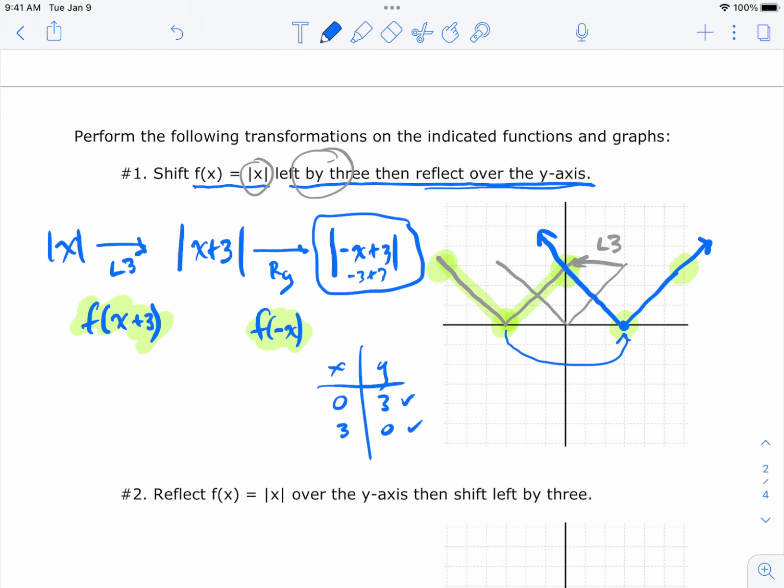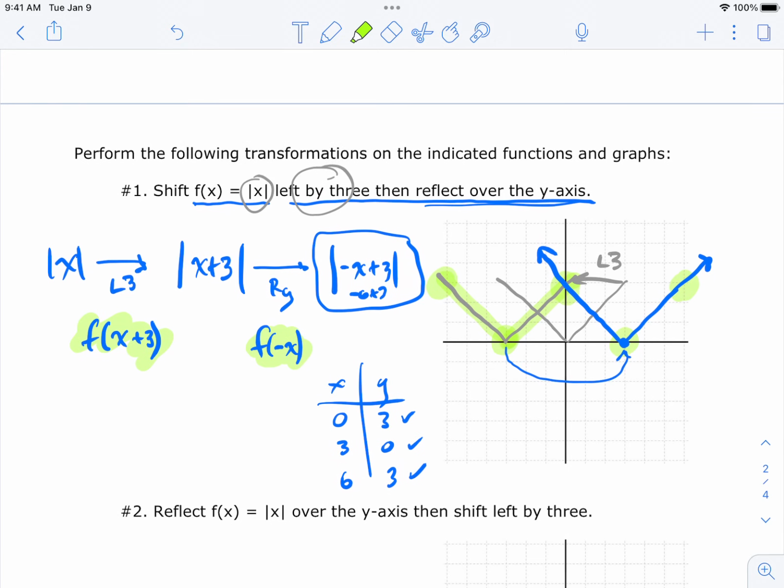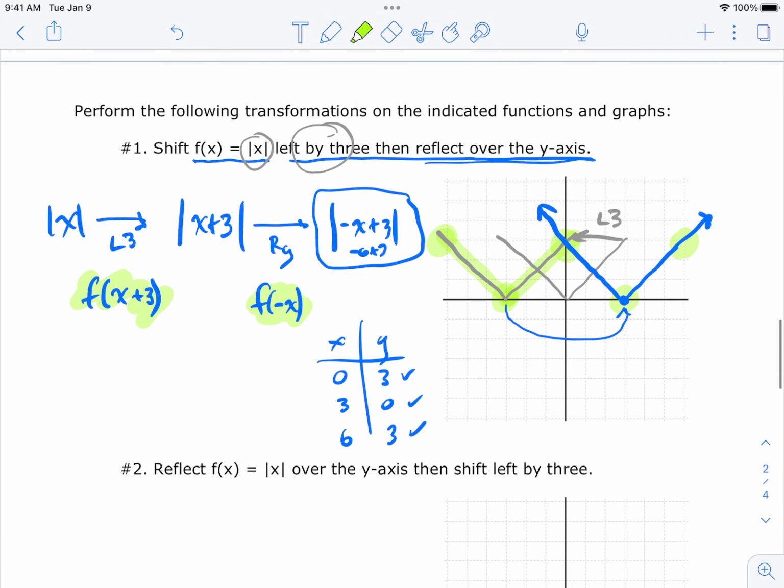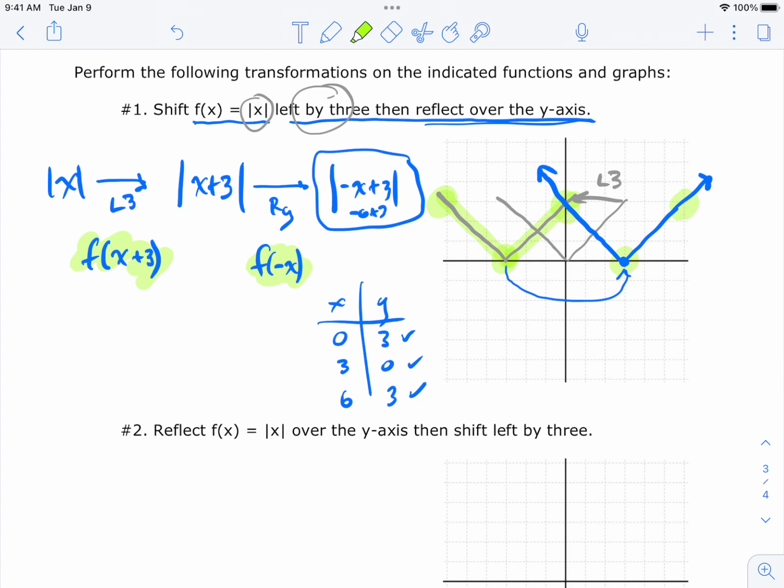Okay, and then let's plug in one more. Let's plug in 6. If I were to plug in 6 in here, I'd have a negative 6 plus 3, which is a negative 3, but then you take the absolute value, you get a 3. Yes, you get this point. So yeah, it's working pretty good. So this is a good exercise to be able to do these transformations to the equations themselves, but also just to the graph itself. And of course the two things are related, which is what we're ultimately trying to appreciate here.